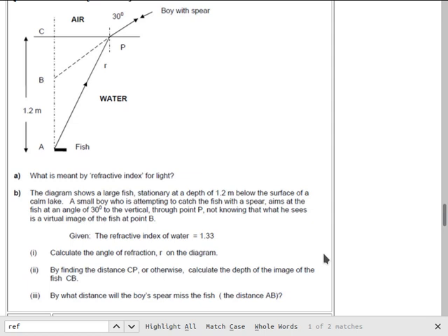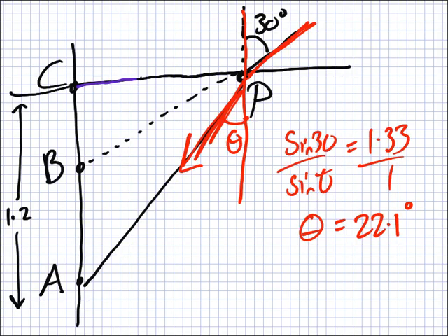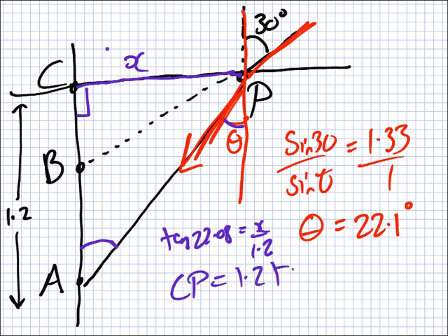By finding CP, calculate CB, and then finally AB. So they want us to first get this distance, is it? Well, we now know this angle, which means we know this angle, and you can get the other one. So we'll call this side x. So we can say tan 22.08 equals x over 1.2. So CP will equal 1.2 tan 22.08, and what's that?